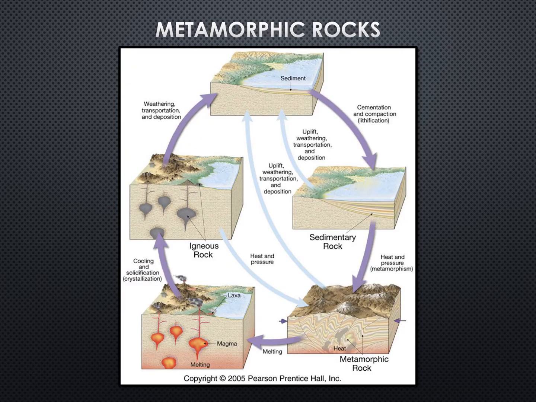Metamorphic rocks can form from igneous, sedimentary, or even other metamorphic rocks. They are the last rock in the rock cycle, which is shown here on this slide, in this diagram. So recall that there are three rocks in the rock cycle. It begins with the development of igneous rocks, which form from cooled magma or lava.